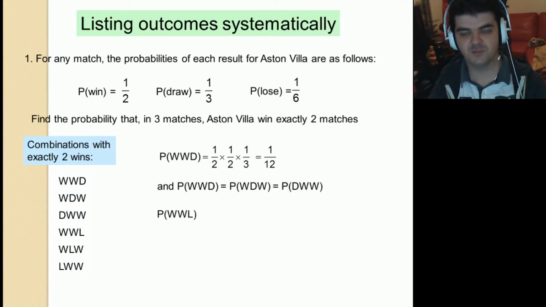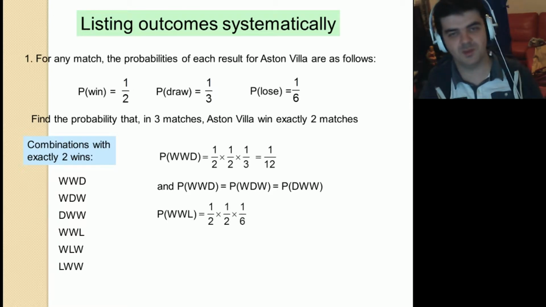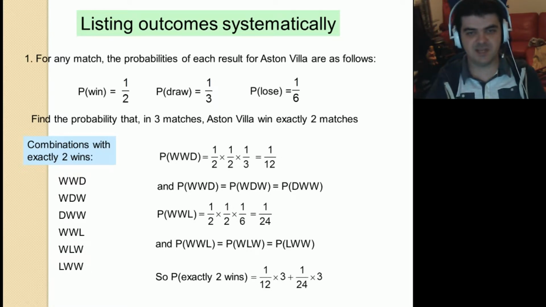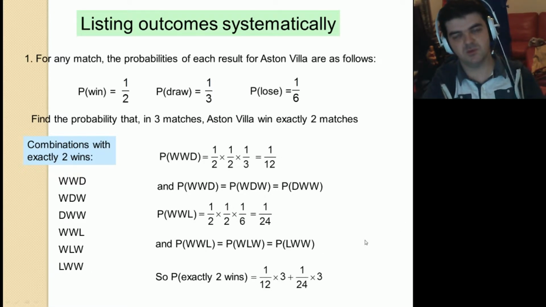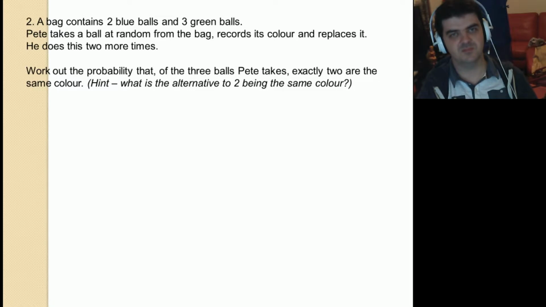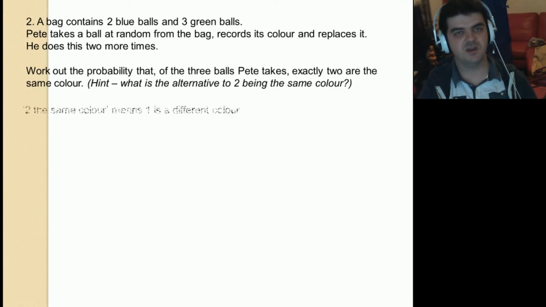Same as before. Probability of a win, win, draw is 1 over 12, which is going to be the same for the other 2 as well. And similarly, the probability of a win, win, loss is 1 over 24. So exactly 2 wins is going to be the 3 times the 1 over 12 and the 3 times the 1 over 24. And that'll give you 3 over 8. There's another one for you to try yourself. Pause it, and the answers are as follows.